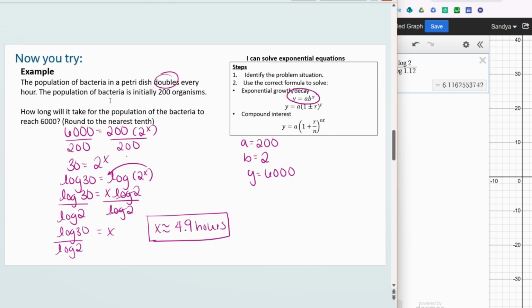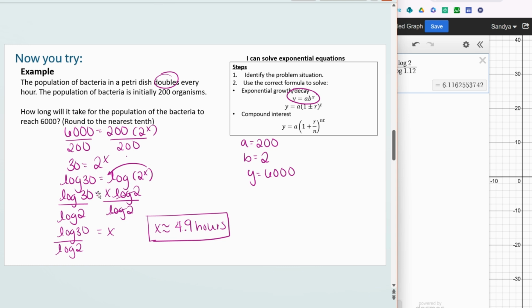So here we have a petri dish with bacteria that is doubling. So we want to use the growth and decay equation y equals ab to the x. A is going to be the starting value 200. Doubling means that b is 2 and then y is going to be 6,000. So that gives us the equation 6,000 equals 200 times 2 to the x. We go ahead and divide both sides by 200 and that gives us 30 equals 2 to the x.